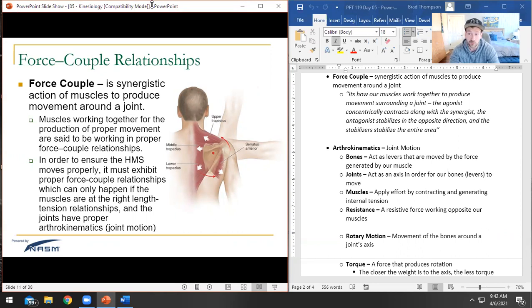We want to have proper force couple relationships. What we often see is one muscle that's sort of taking over that relationship. It's contracting too much, and then we have an opposite muscle that's not contracting enough. It's a little lazy. So we've got the overeager muscle and the lazy muscle, and that's creating these alterations in our posture, which is messing up how we move.